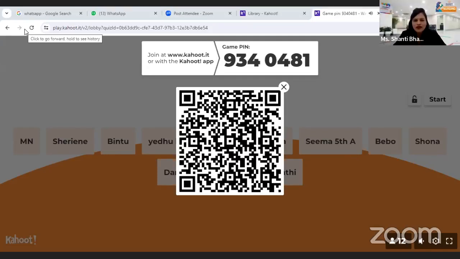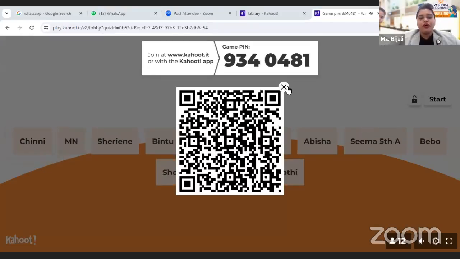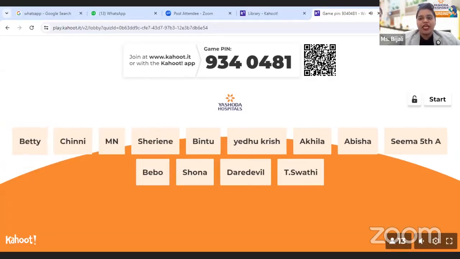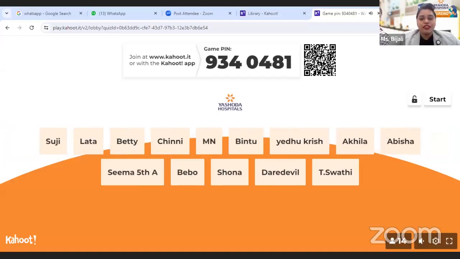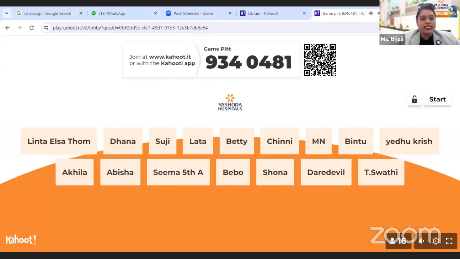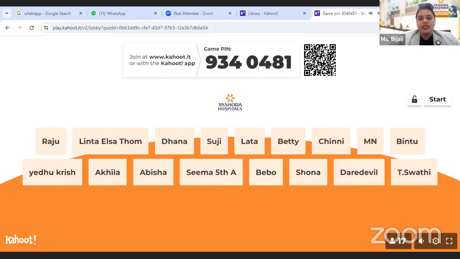I think they are all from Yashoda and other units. I have seen here on the board MN and Shireen, Bintu, and then Yedu Krishna and Akhila, Abhisha, Seema, Bebo, Shona, Dared Evil, Swati, and I think yet more to join over here. Only 15 participants now: Dhana, Suji, Lata, Betty, Chini, MN, and then 16, Linta, Elsa, Thomas. Yes, more are invited. Now the participants are 16 and increasing.